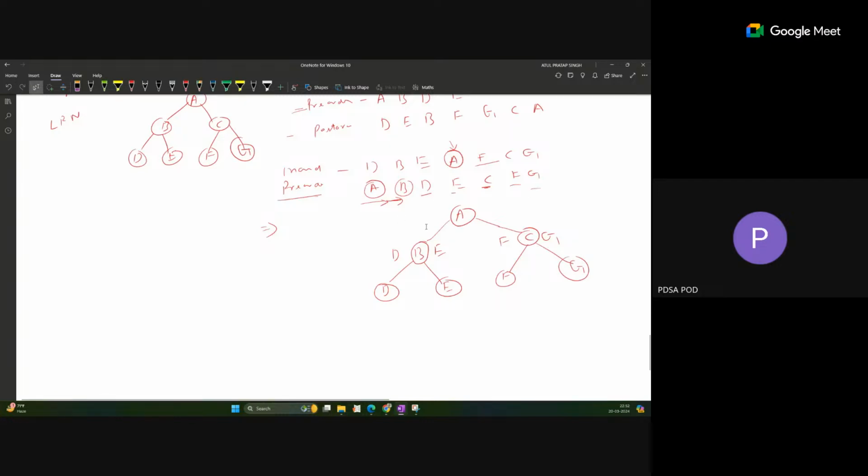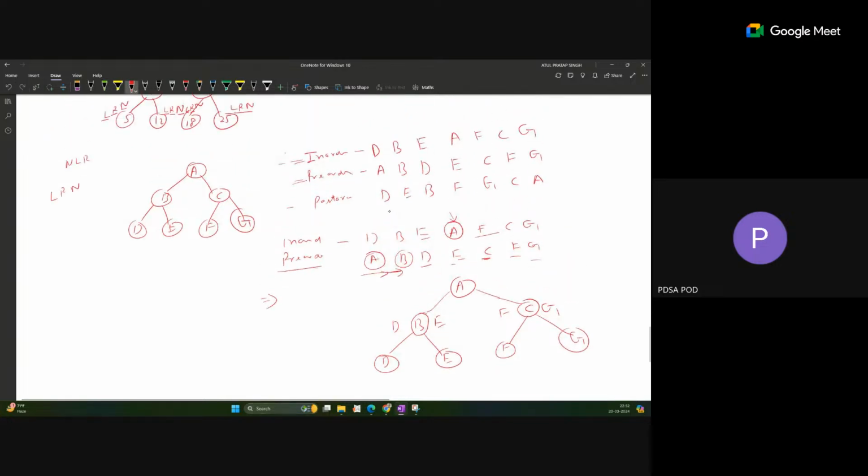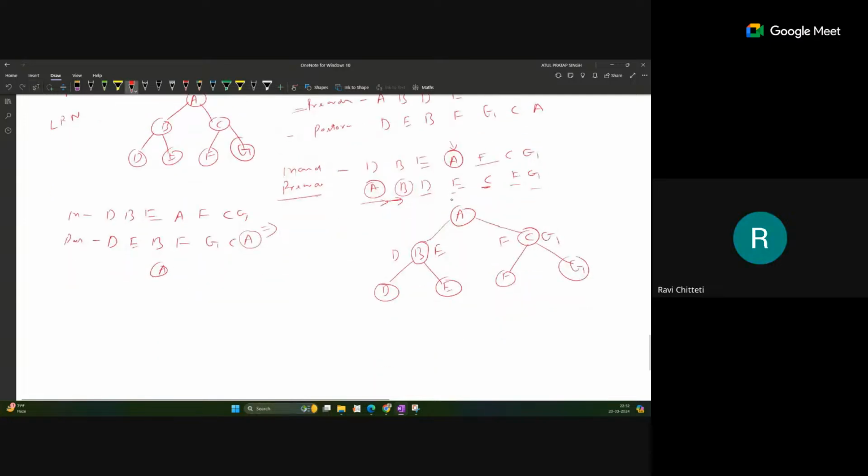Okay. Similarly, in-order and post-order. The in-order is D, B, E, A, F, C, G, and the post-order is D, E, B, F, G, C, A. Now in post-order, the last element is the root node. Create the root node, traverse the post-order from right to left, and check in the in-order. You can see A is here, and all the nodes coming on this side, D, B, E, become the left, and F, C, G come on this side.